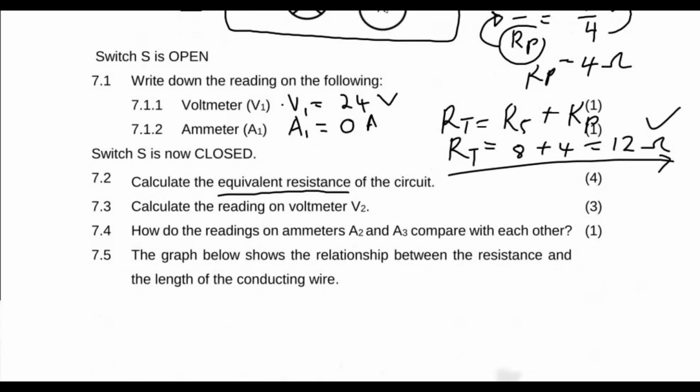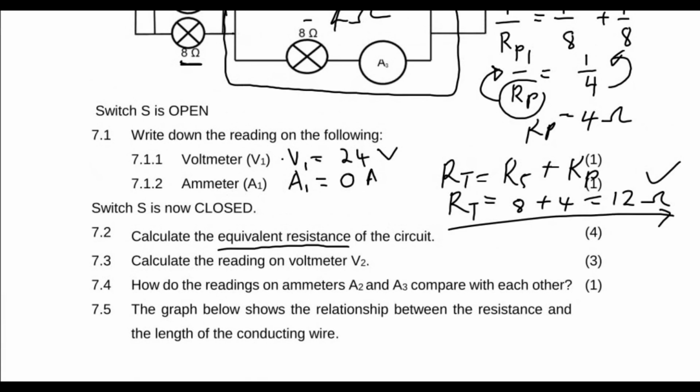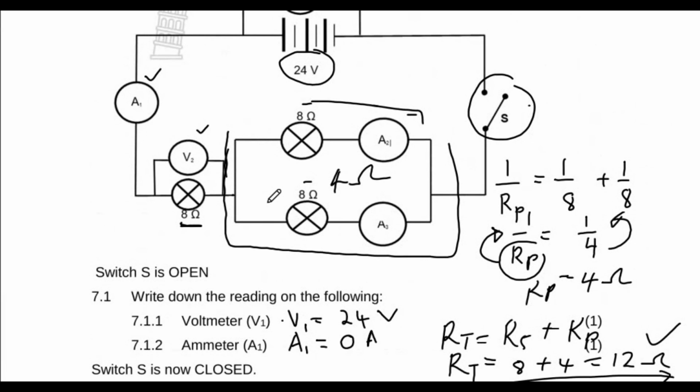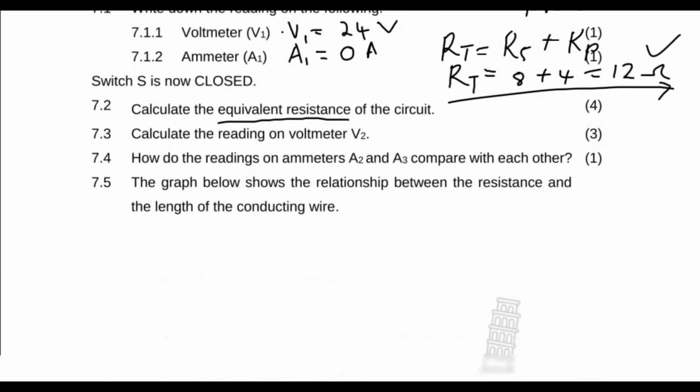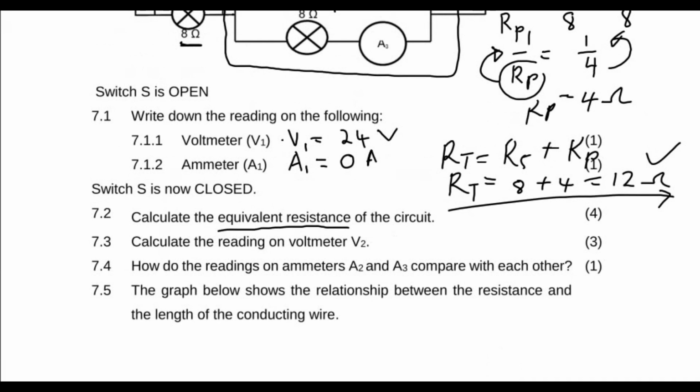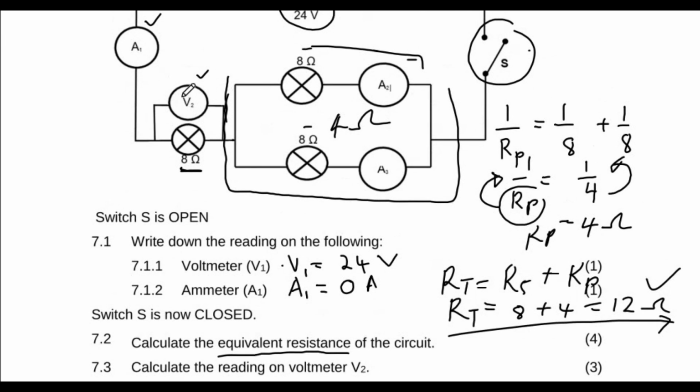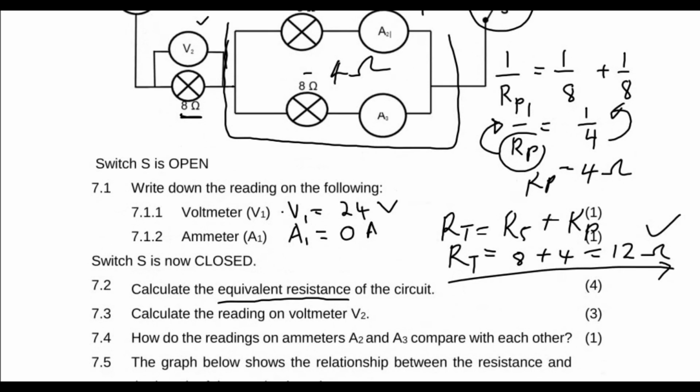Let us now determine the reading on voltmeter V2. There are a number of ways to do this. Some people will use Ohm's law, but I personally like to use this method because it just makes more sense in terms of how to interpret a circuit diagram. We want to find the potential difference that will be measured by this voltmeter V2. Remember, they are connected in parallel. It means they will experience the same potential difference. That is why voltmeter V2 will be able to tell us the exact potential difference across that light bulb.